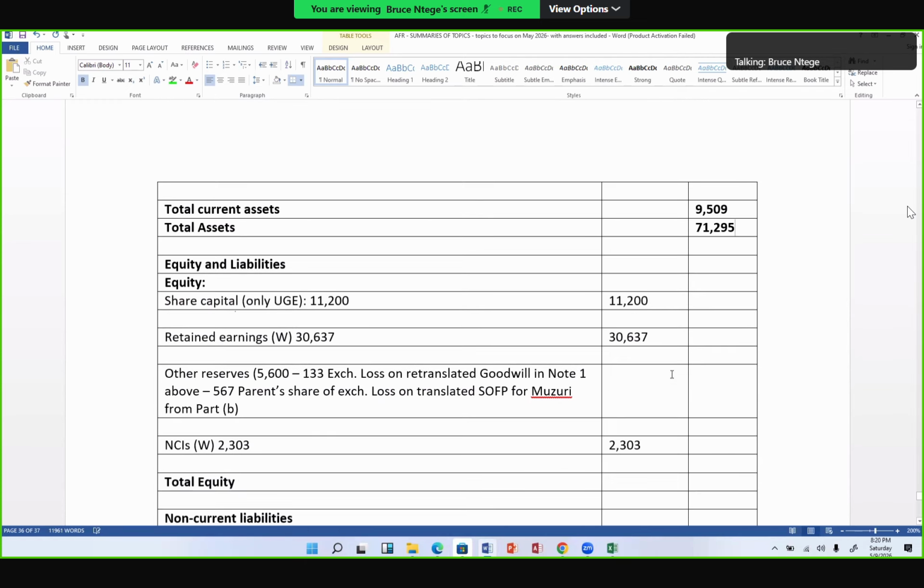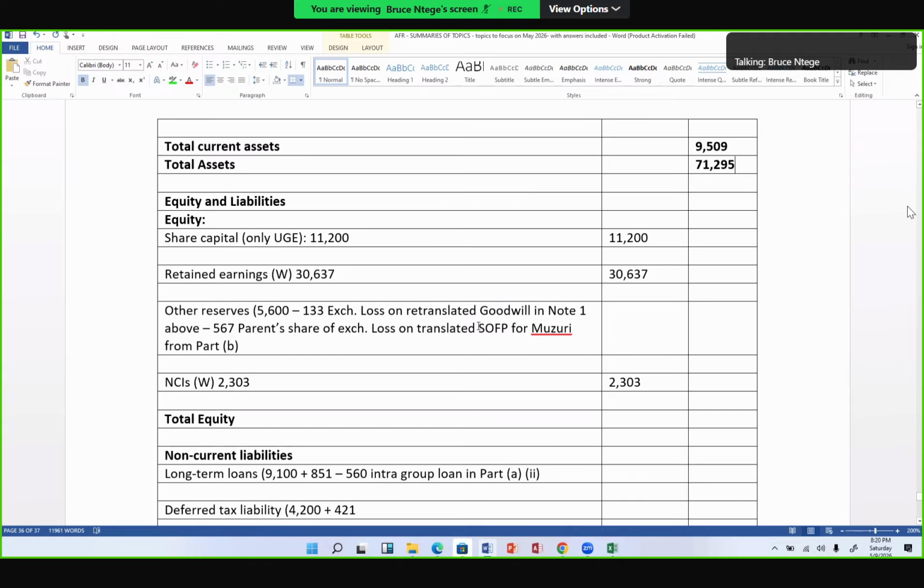Okay. So let's also get the total liabilities. So the total equity. So the 11200 is already posted there. The 30637 is already posted there. Now we have a total for the other reserves. Let's also get those figures in the calculator. And there was also a figure here. There's also a figure there.